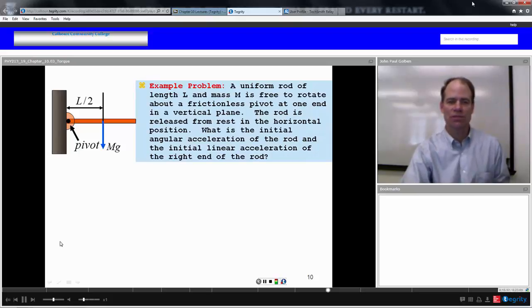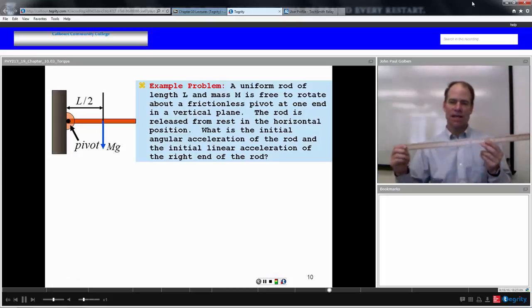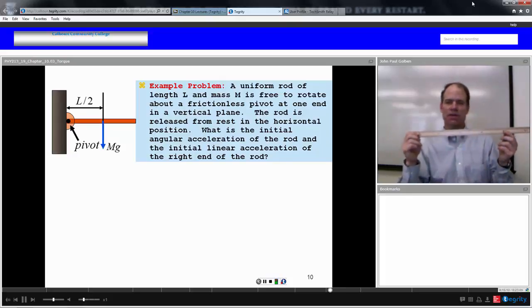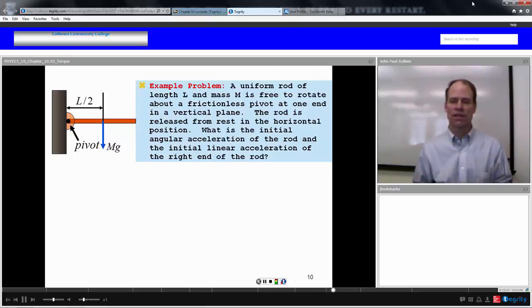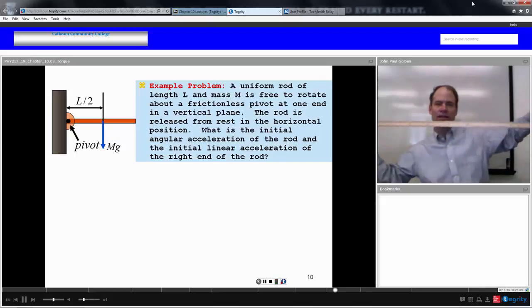Consider a problem. Here's an example problem. A uniform rod of length L and mass M is free to rotate about a frictionless pivot at one end in a vertical plane. The rod is released from rest in this horizontal position and allowed to fall. What is the initial angular acceleration of the rod and the initial linear acceleration of the right end of this rod?